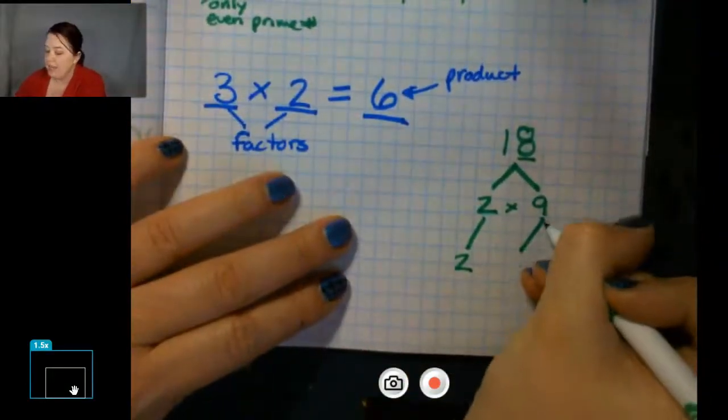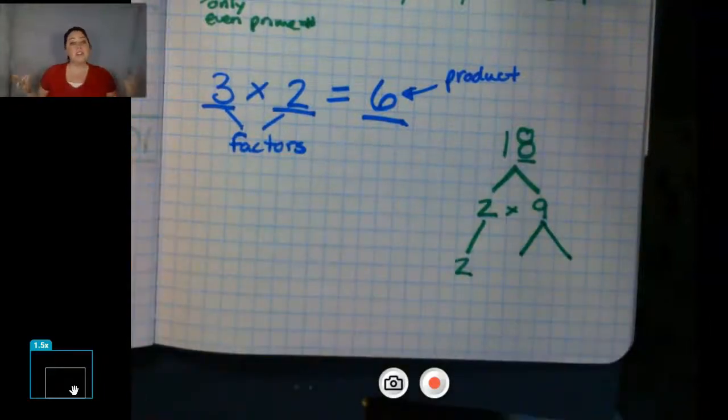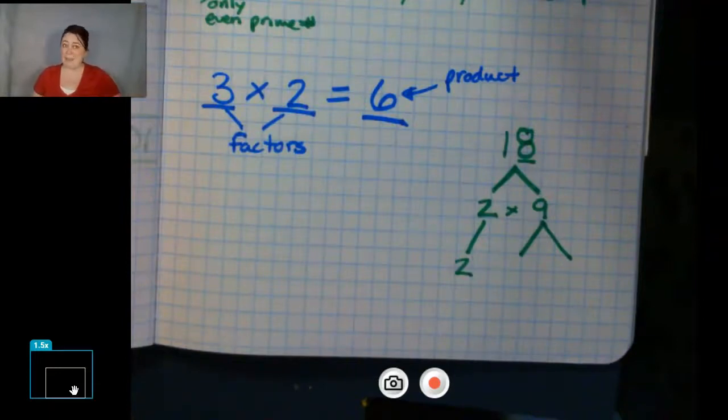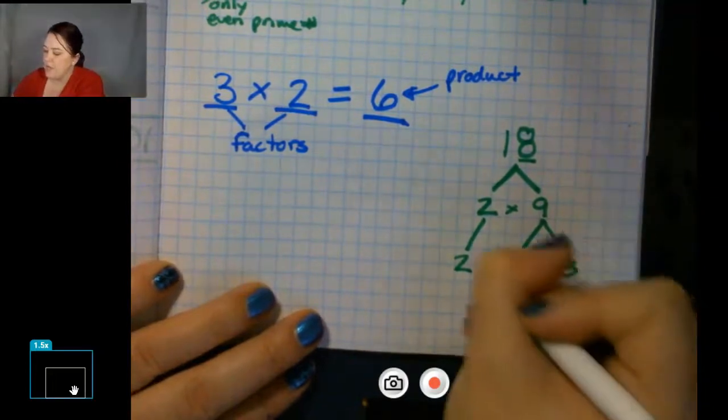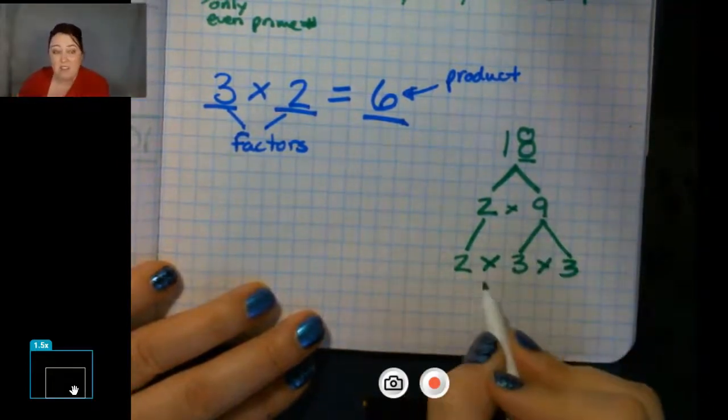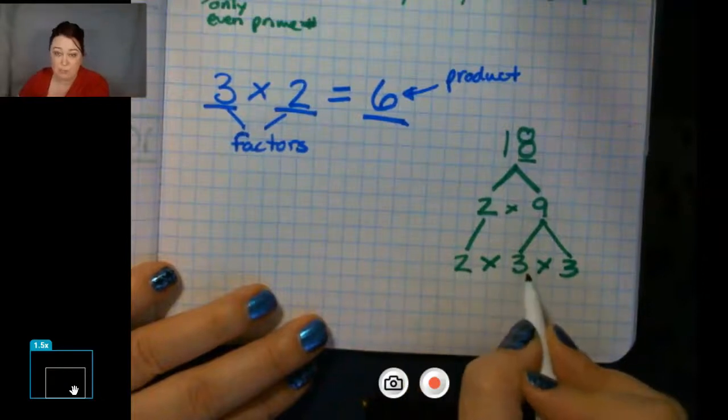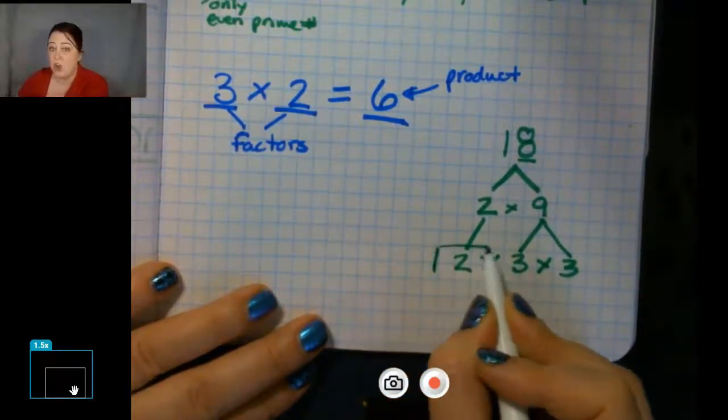So I'm going to break 9 apart. What two numbers multiply to get 9? Well, 1 times 9, yes, but that didn't get us anywhere. So I try to avoid dividing by 1. So what's another way that I can get 9? And that's 3 times 3. Now I have all of my prime numbers because 3 is prime, and this is as far as I can go.